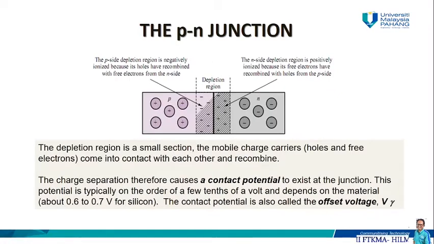And the charge separation therefore causes a contact potential to exist at the junction. This potential is typically on the order of a few tenths of a volt and depends on the materials. For silicon, the contact potential is around 0.6 to 0.7 volt. The contact potential is also called the offset voltage, V gamma. Okay, V gamma.